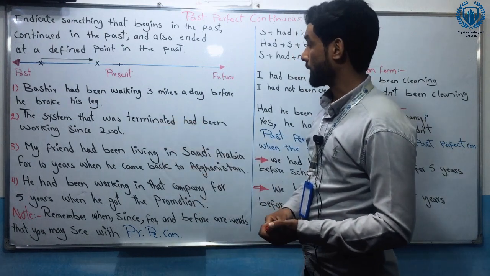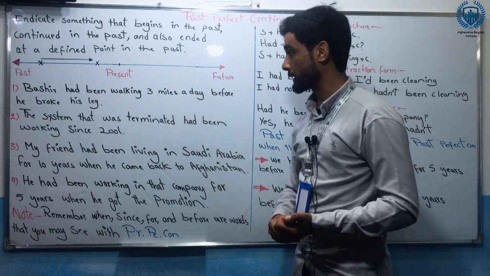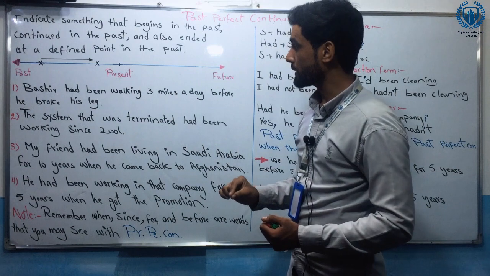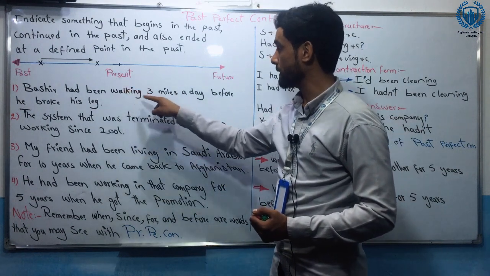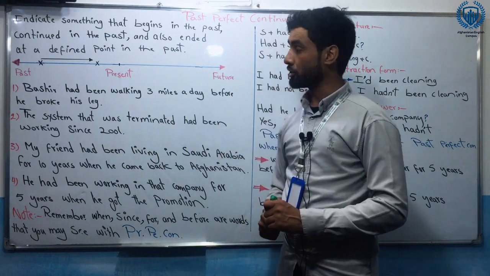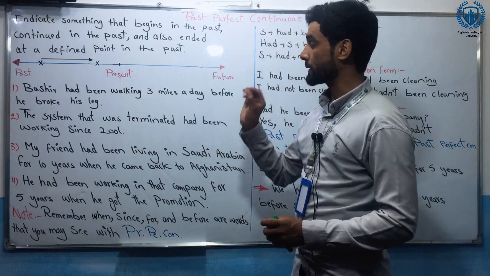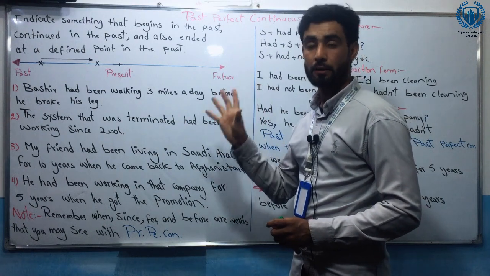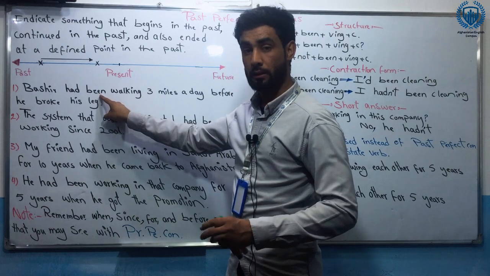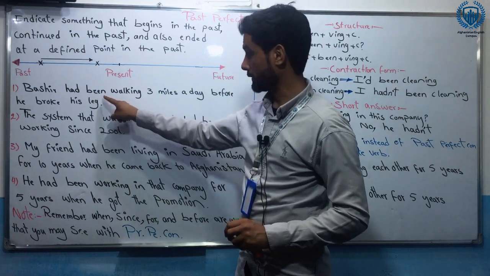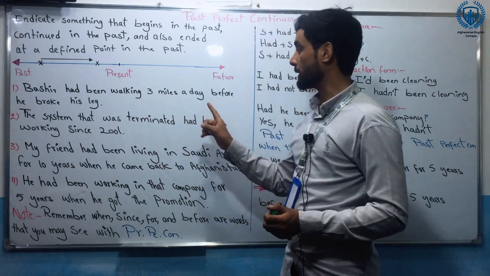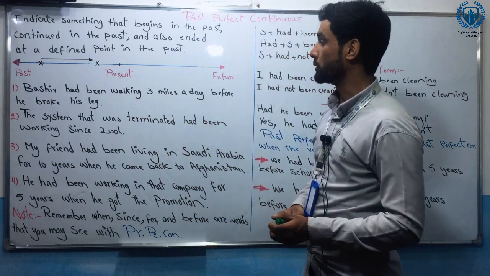Here I have some sentences of past perfect continuous tense to understand it better. Let's explain these sentences. The first sentence says, Bashir had been walking 3 miles a day before he broke his leg. It's a mix of continuous and perfect tense because we have the auxiliary verb had and the auxiliary verb been, the third form of the verb to be, and the present participle form of the verb.